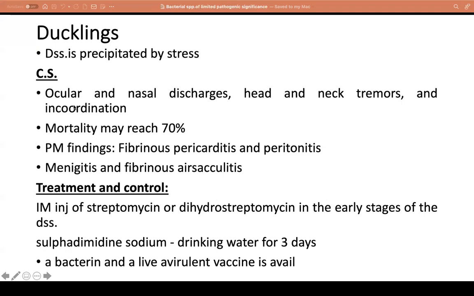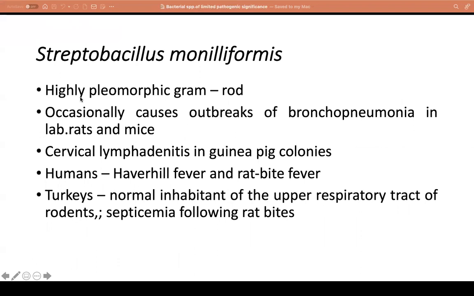Clinical signs are ocular and nasal discharges. There are neck and head tremors and incoordination seen. Mortality reached 70%. Postmortem findings are fibrinous pericarditis and peritonitis, meningitis, and fibrinous airsacculitis. Treatment and control: intramuscular injection of streptomycin or dihydrostreptomycin in the early stages of the disease. Sulfadimidine sodium can be given in drinking water for 3 days, and there is a bacterin and a live virulent vaccine available.